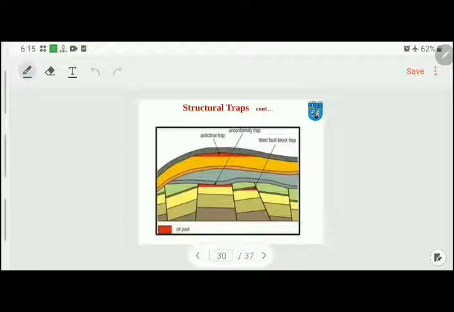Just like this we have the structural traps. Here the main one is the anticlinal trap, and also there is the unconformity trap, which is one kind of stratigraphic trap, in that an unconformity of the layer itself happened here.